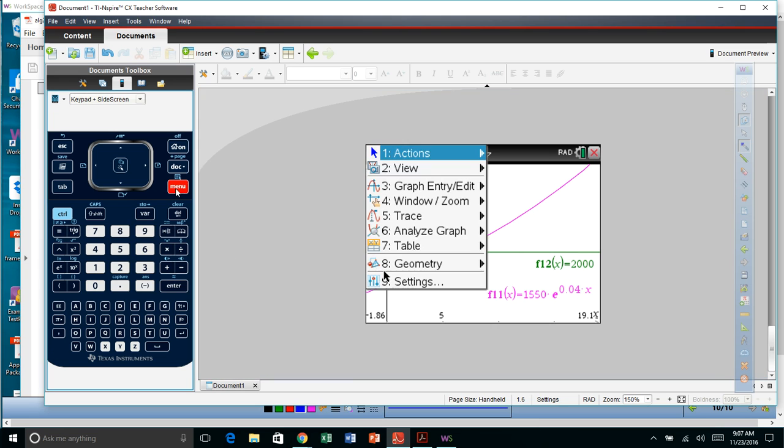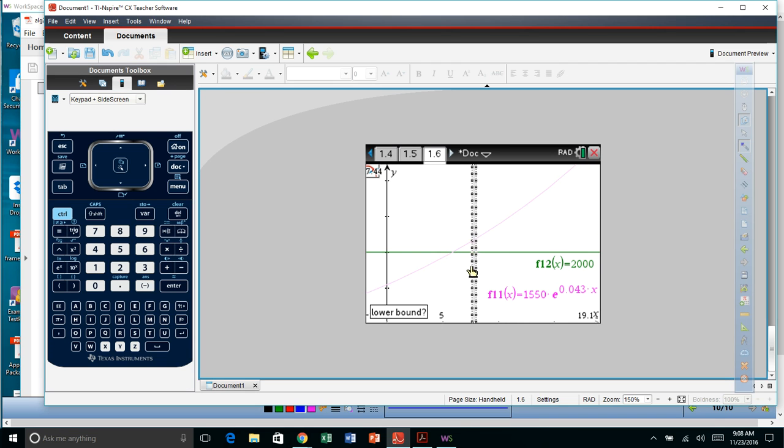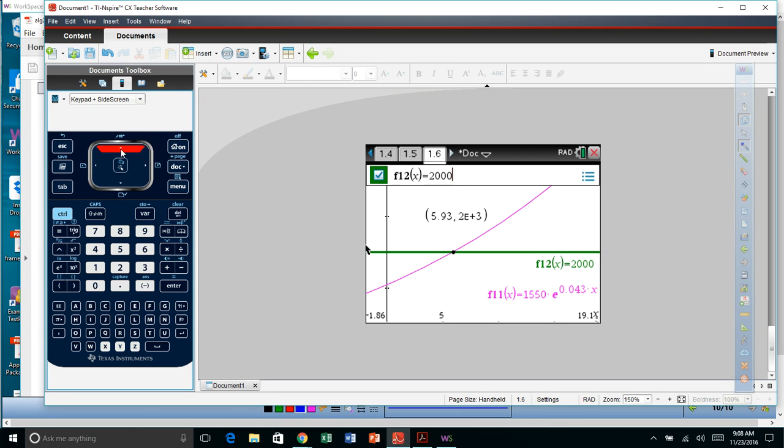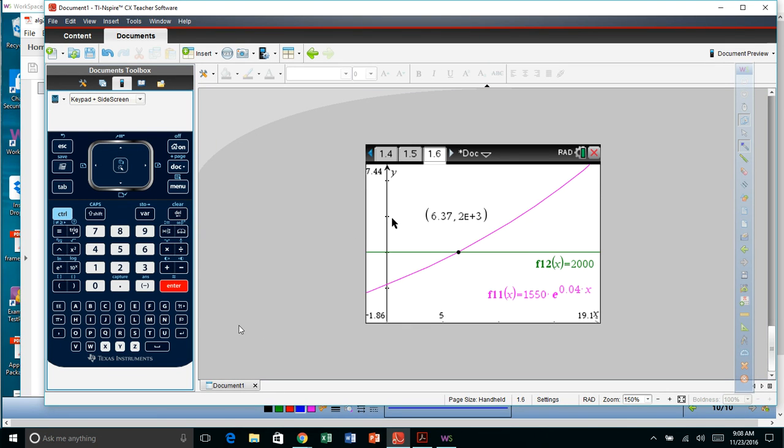So menu 6, 4, and it says 5. Let's see. Now, how did I get that? Press tab. It should have been 0.04. I don't know how I got a 3 there. I'm glad I caught that. So I got 6.37 years.